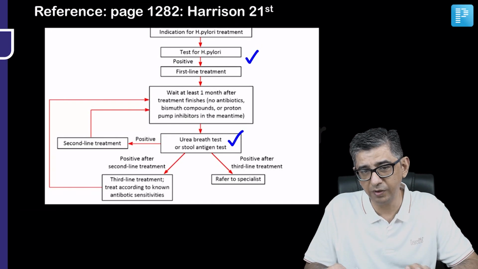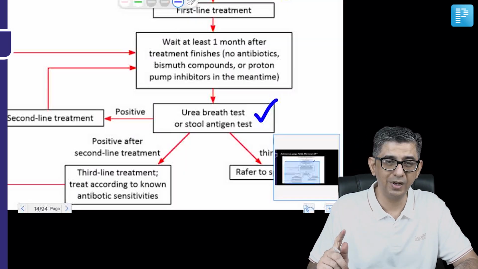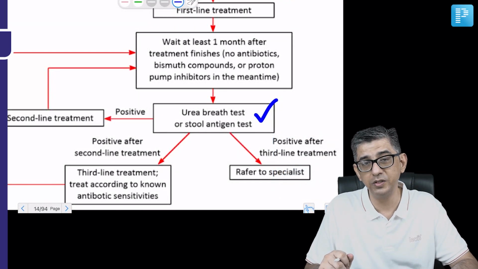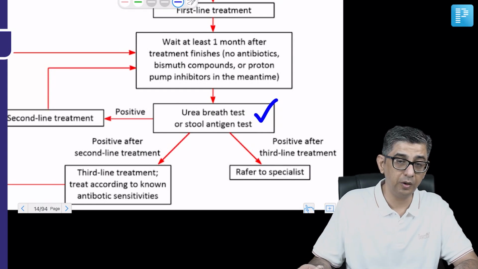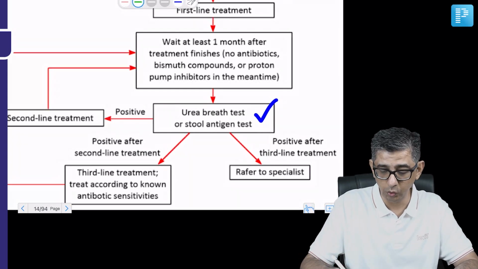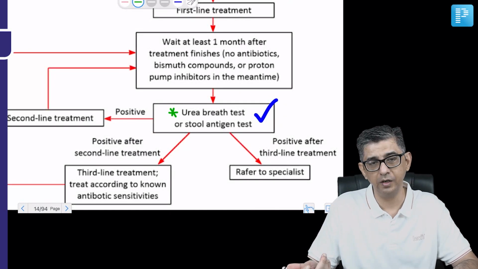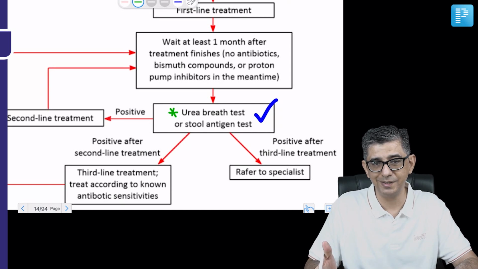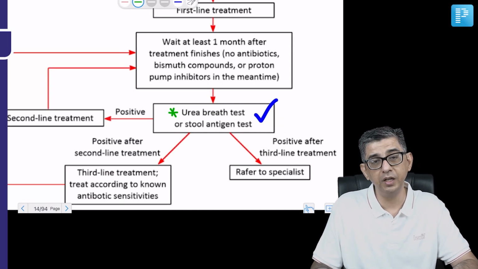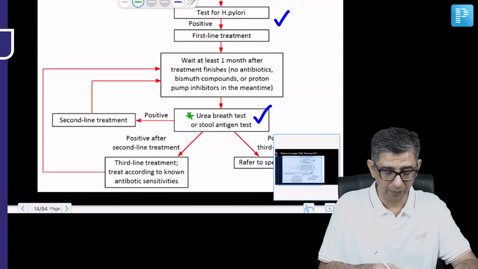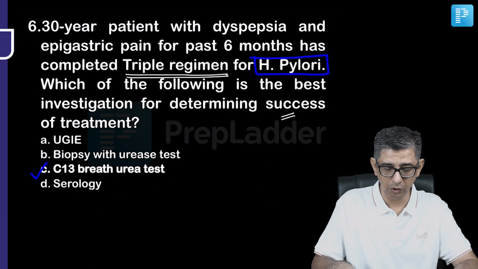He's given two tests, in fact. One is the urea breath test. The second that he has given is the stool antigen test. Some people might say, sir, even the stool antigen test was given. But if both are given, the way Harrison writes the data, he writes the most appropriate test initially. So we'll still go by UBT in this particular case. So the answer to this question works out to be option number C.